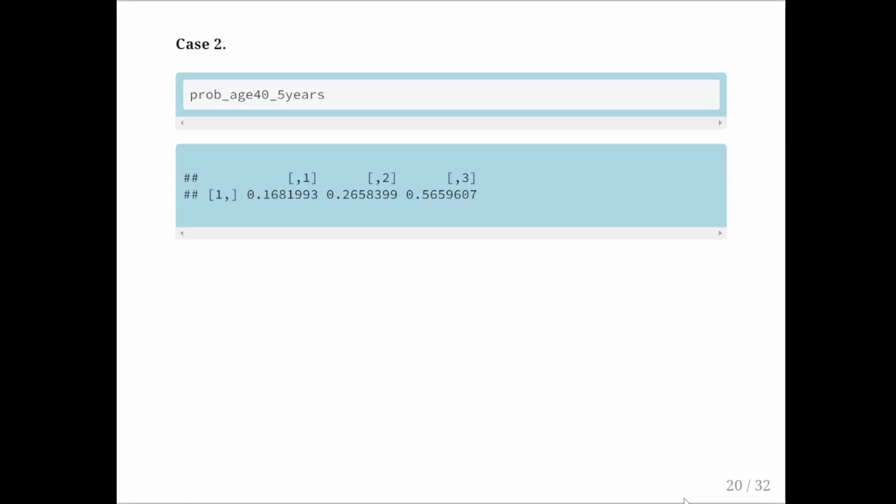And again, the full breakout is as follows: for marketing, it is 16.81%. For admin, it is 26.58%. And for training, it is 56.59%. Okay.